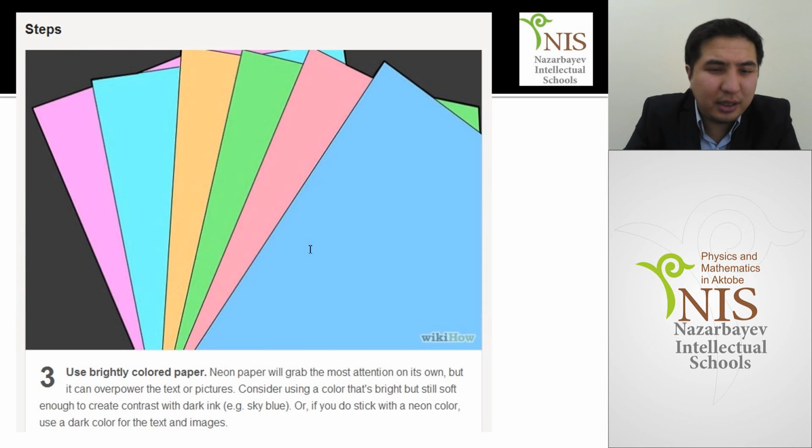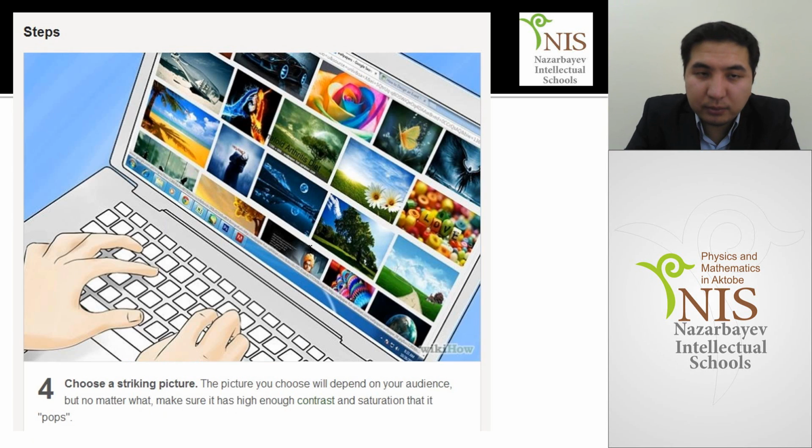Sometimes, I can't say always, sometimes you can use brighter colored paper. Neon paper will grab the most attention on its own, but it can overpower the text or pictures. Consider using a color that's bright but still soft enough to create contrast with dark ink. For example, sky blue. Or if you do stick with a neon color, use a dark color for the text and images.